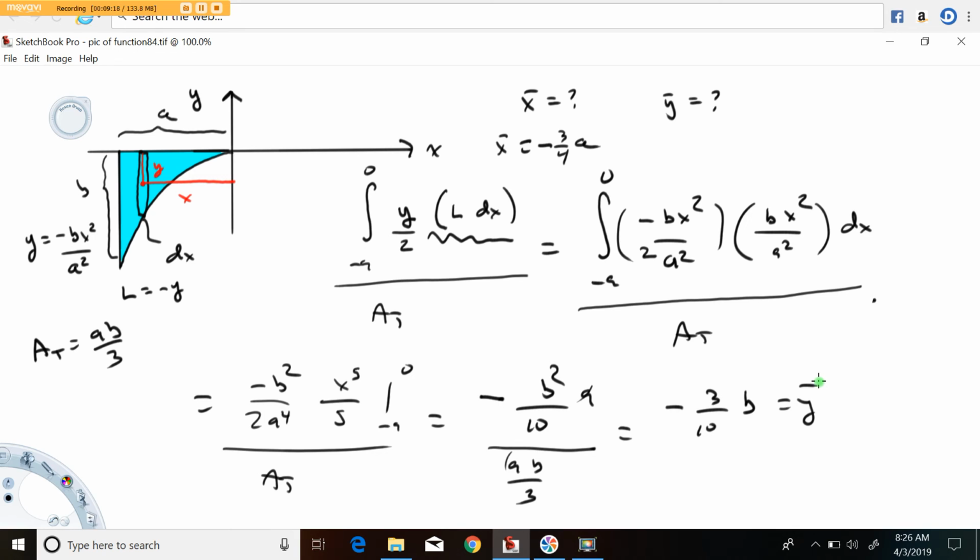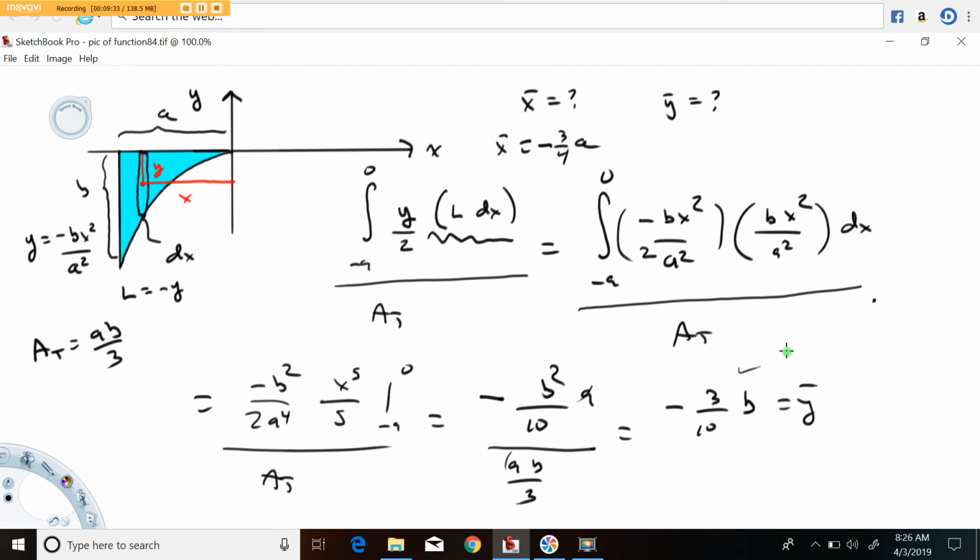Looking at the geometry here, so it's less than half of b, and you'll notice that there's more area here than here. So I would expect it to be minus less, closer to 0 than minus 5/10 b. So I think I'm pretty confident in that.